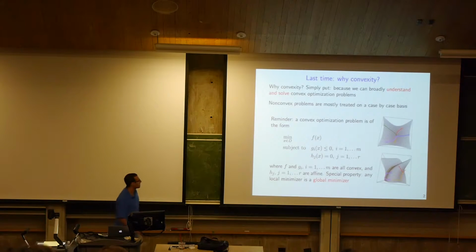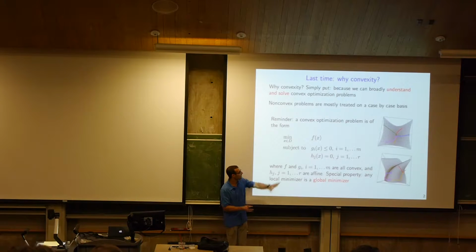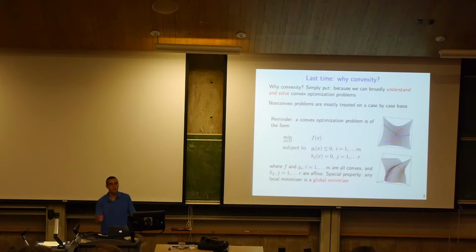And the key property was any local minimizer. Anytime I minimize this criterion locally, which means that in a ball around a point x of a certain radius, my point x looks better in terms of its criterion value than everything else, then that implies for convex problems that x is globally optimal. So it has at least as good a criterion value as everything else that's feasible. We actually proved that last time.